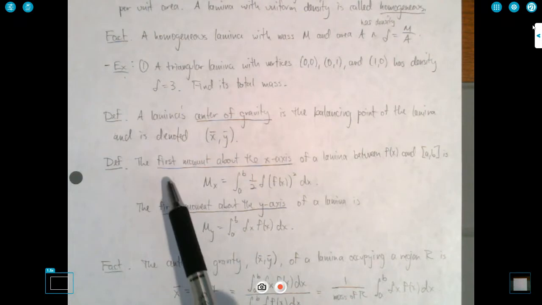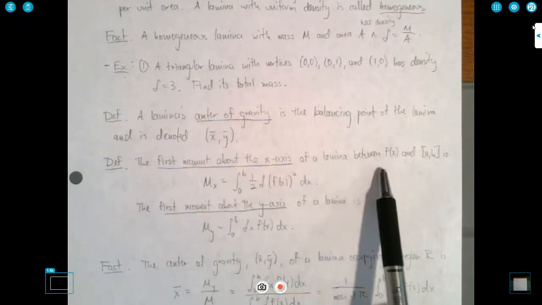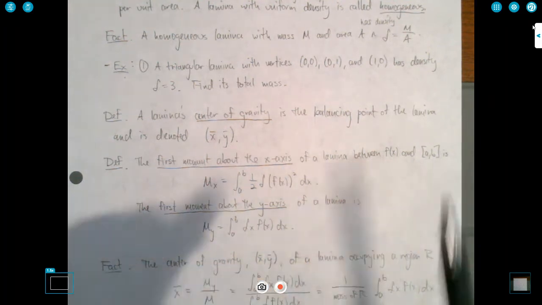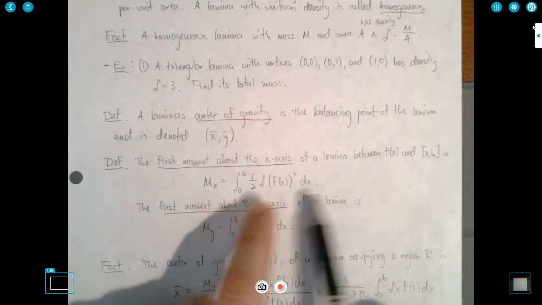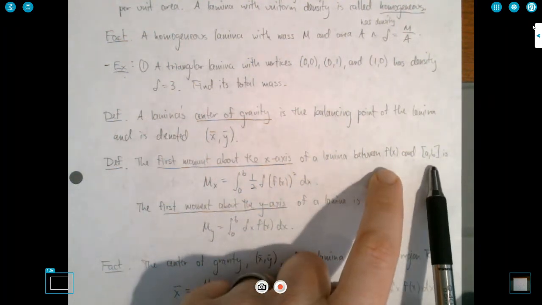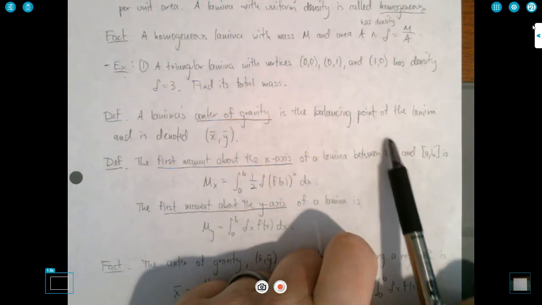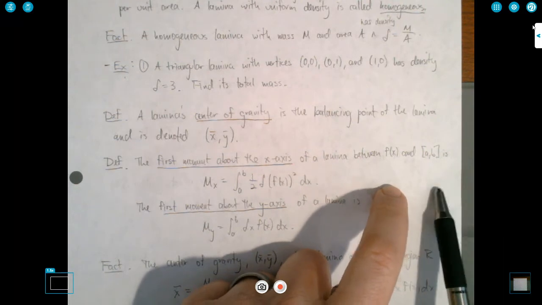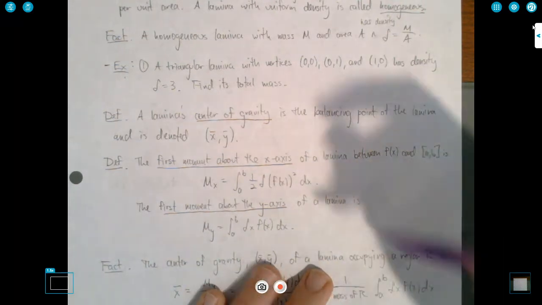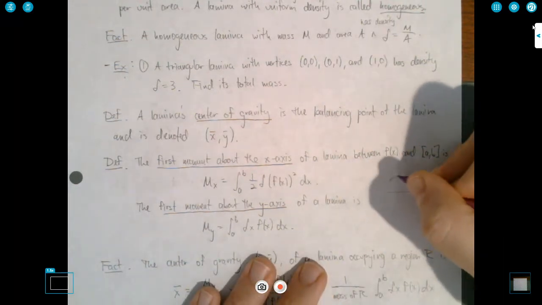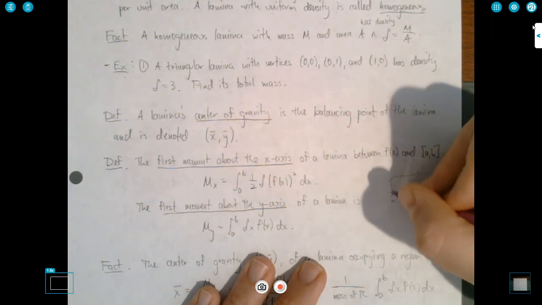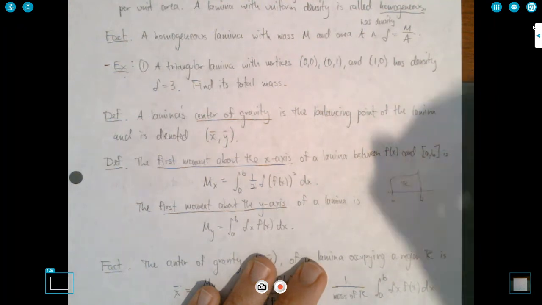But the first moment about the x-axis of a lamina on a region R, so in all cases when I give these formulas, I'm imagining that the region R is bounded between a function f of x and the x-axis over the interval [a, b], right? So it's this kind of scenario. You've got a, b, and this is the region R that we're talking about.